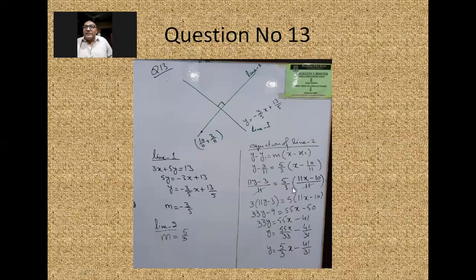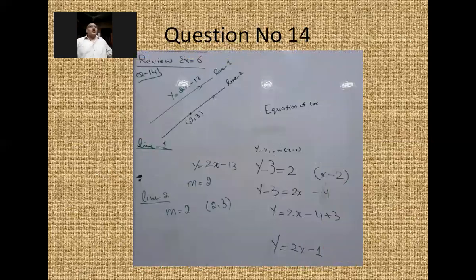This 11 and this 11 will be cancelled. Bring this 3 to this side. So you have 3(11y minus 3) equals 5(11x minus 10). So you have 33y minus 9 equals 55x minus 50. So 33y equals 55x minus 41. So y will be equal to 55x/33 minus 41/33. Here we wrote 31 by chance; it's 33. So y equals 5/3 x minus 41/33. Okay, this was a mistake, it is 41/33. So this will be the equation of that line.